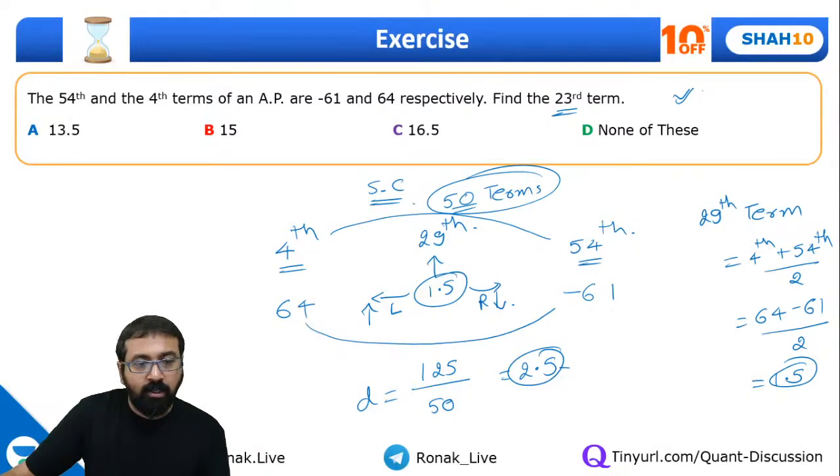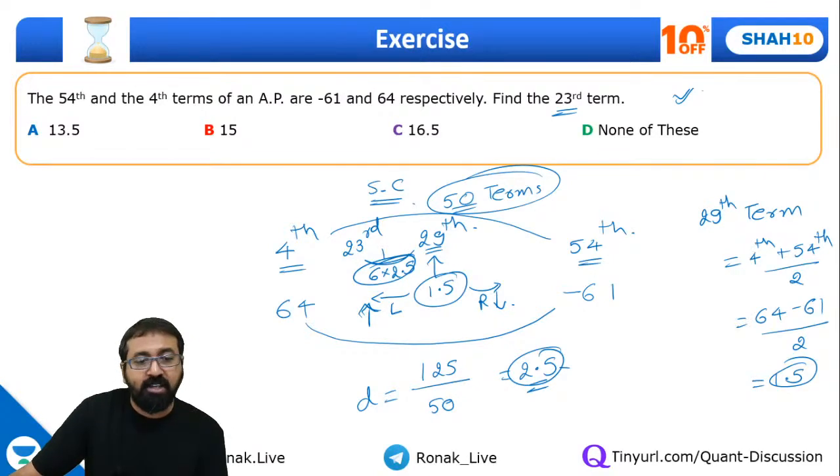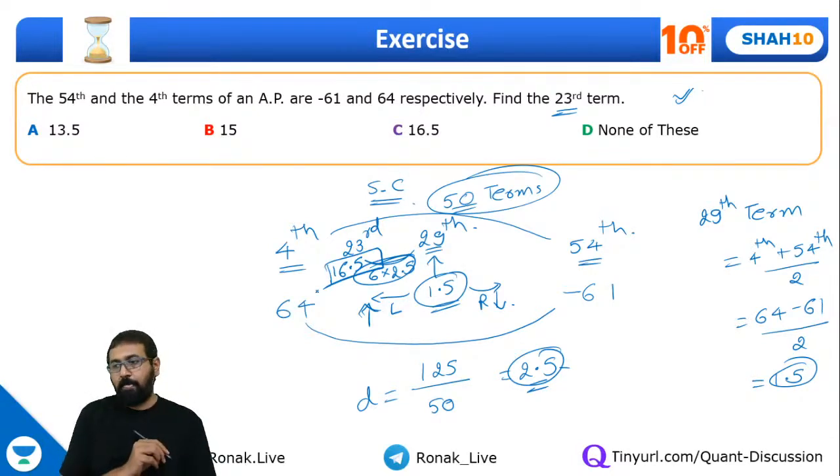I hope all of you are with me. So guys, now I know the difference is 2.5. I know the 29th term and I need to find out the 23rd term. So can I say I need to add, because this is increasing to the left, so I need to add 6 times the difference. That's 6 times 2.5. What is 6 times 2.5? It's 15. I need to add 15 to 1.5. So I'll get the result as 16.5. This is going to be the 23rd term.